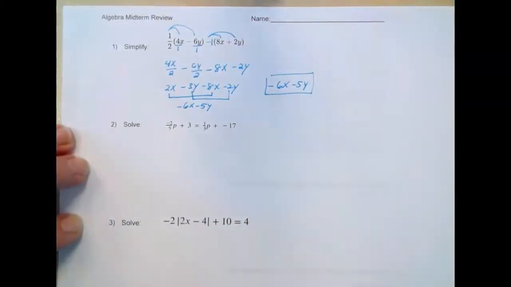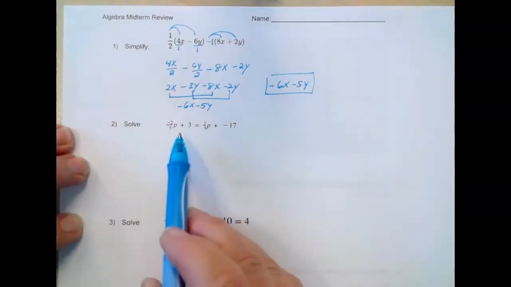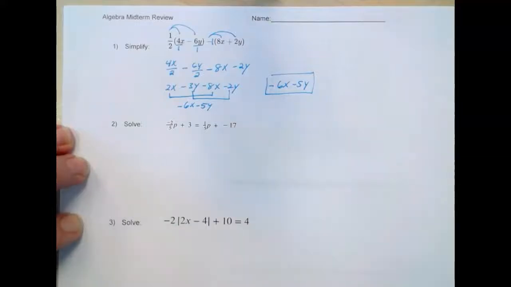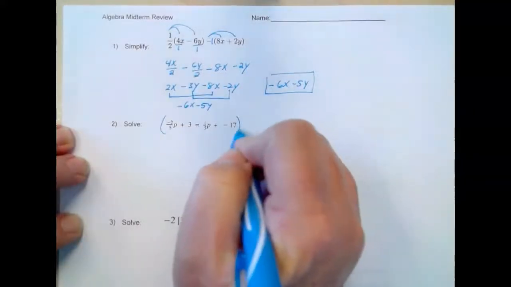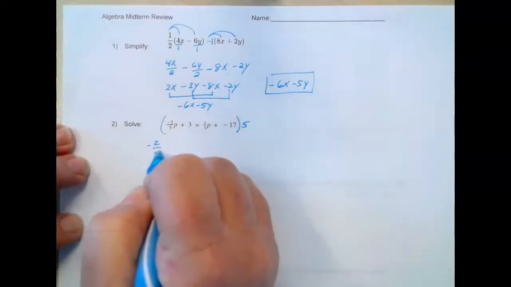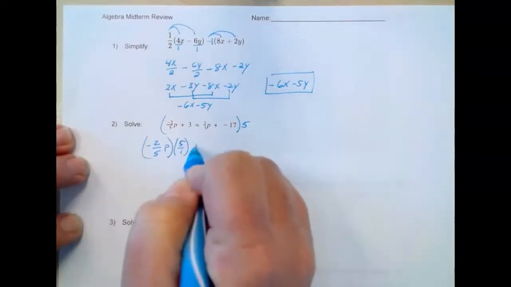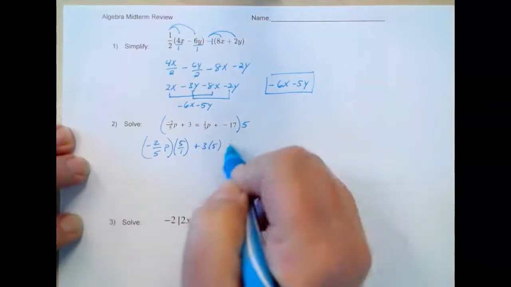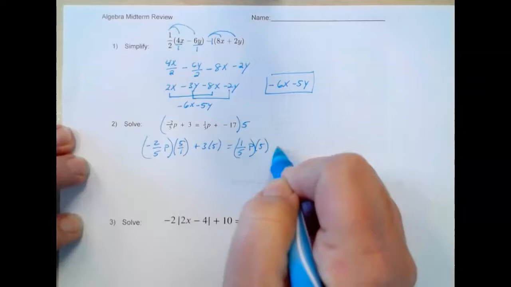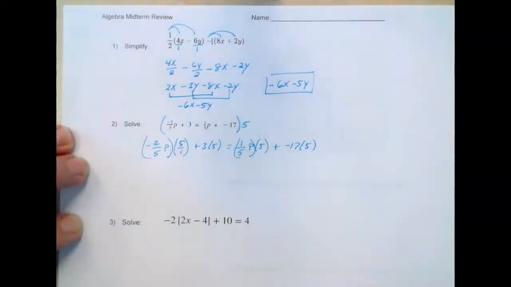Number 2, we're solving for the letter P. You'll notice that they're fractions, and no one likes fractions, so we're going to multiply by the common denominator to get rid of the fractions. So we're going to multiply everything through by 5. So I'm going to rewrite it so you see it. -2 over 5p times 5 over 1 plus 3 times 5 equals 1 over 5p times 5 plus a -17. So remember, everything gets multiplied by 5.